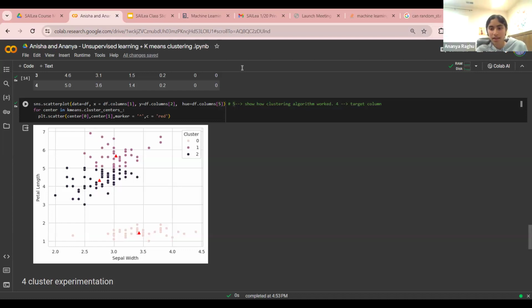Exactly, yeah, you can replace the iris data set with any other data set. But you obviously would have to change the number of clusters you're using and everything, because that would mean you're using a different clustering algorithm.